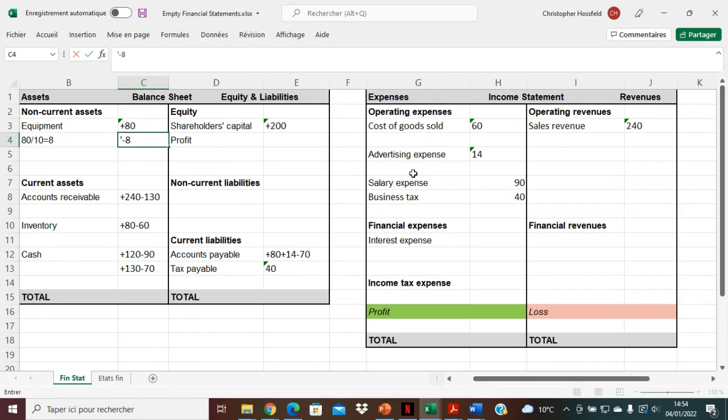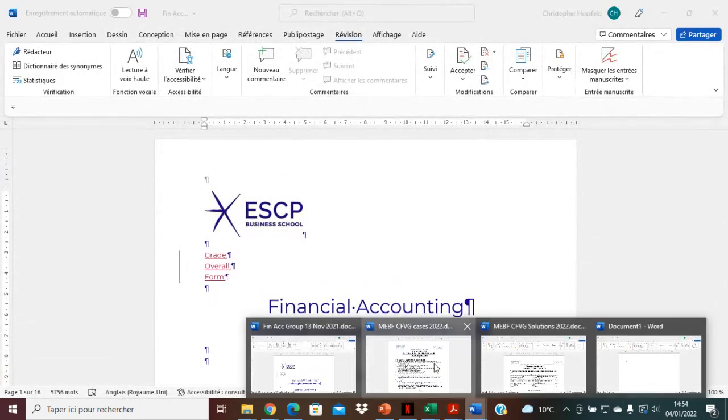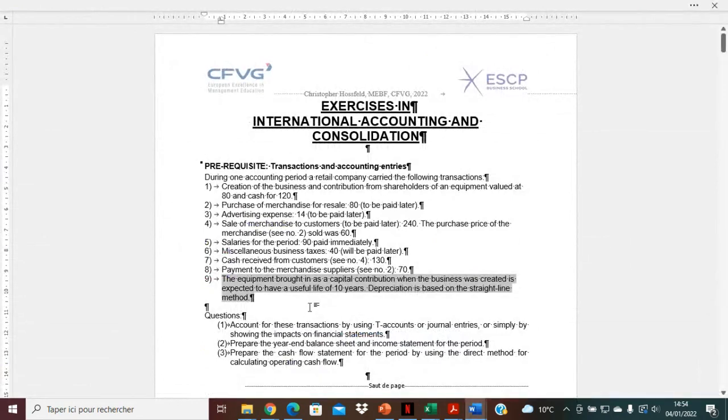Consumption equals expense. And that means in my income statement, I will put a depreciation expense. And we calculated the amount already. It's 8. Minus 8 in equipment, minus 8 in profit, because I add the depreciation that I have here. Okay, and we are all good and all balanced.